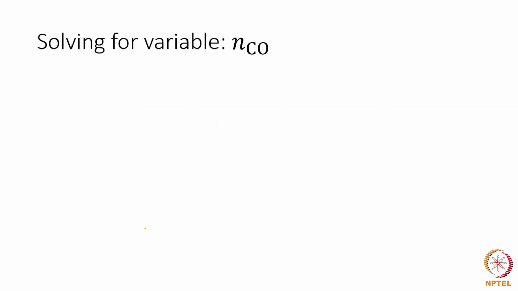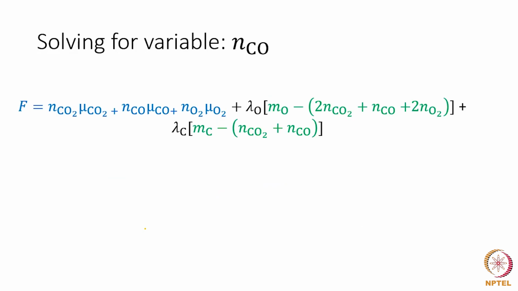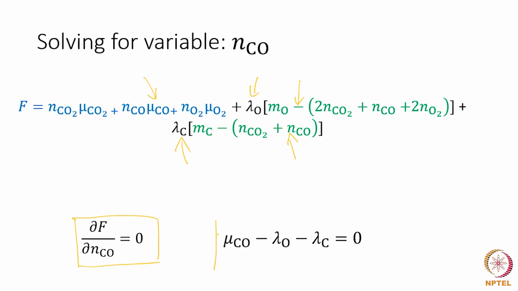Similarly we can choose the variable number of moles of carbon monoxide, and here again when we apply the condition that f has to be minimized with respect to this variable NCO, we see that it will involve quantities that come as coefficients of NCO, and they are here and they are here. So this would then give us the condition as follows: mu CO minus lambda O minus lambda C is equal to 0. So this is the second condition coming out of the equation that we have solved here.